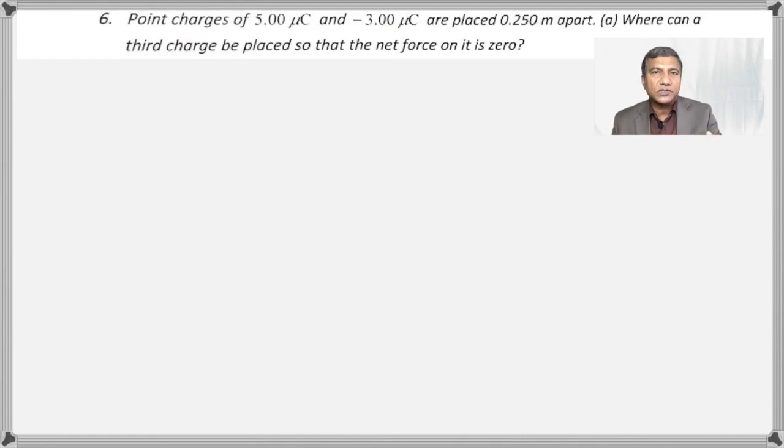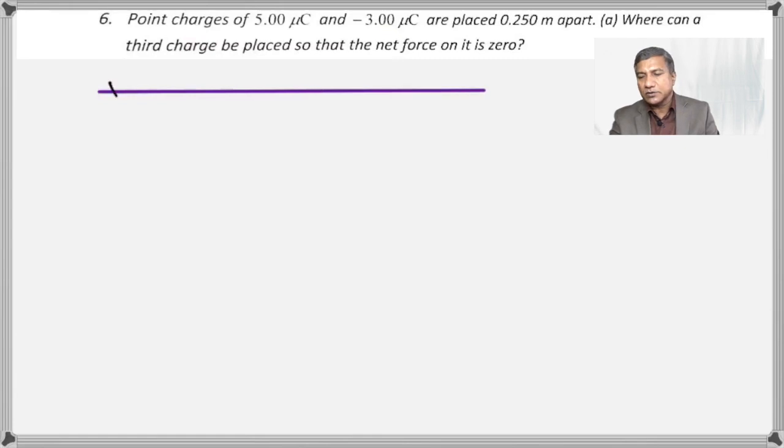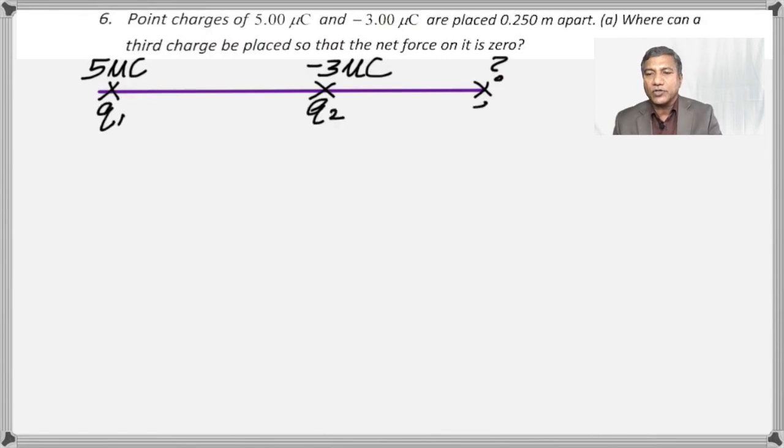If the net force on it has got to be 0, then that means the forces due to 5 microcoulomb and negative 3 microcoulomb have to be equal. They have to be equal and opposite, so it cancels out. All right, so here we have the setup. That's a 5 microcoulomb. You have the negative 3 microcoulomb, and then we know that this third charge has got to be Q. It has got to be outside. It cannot be between them.